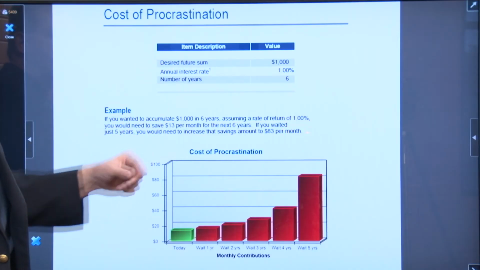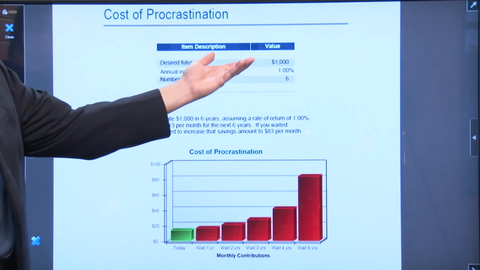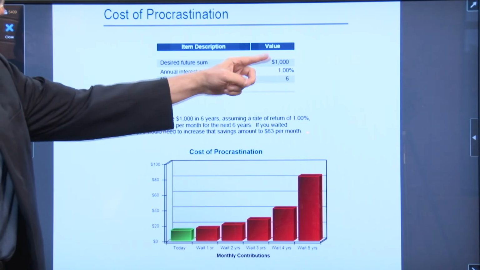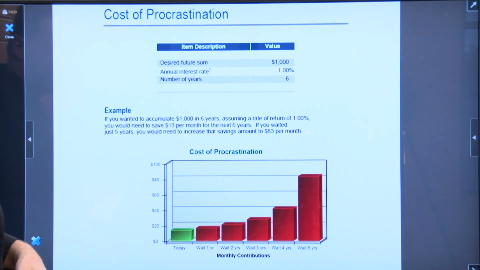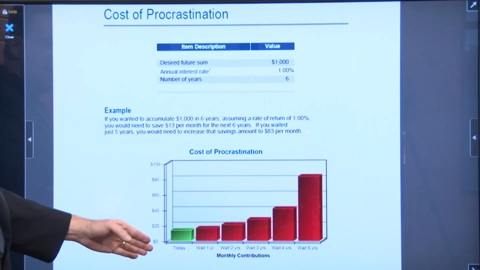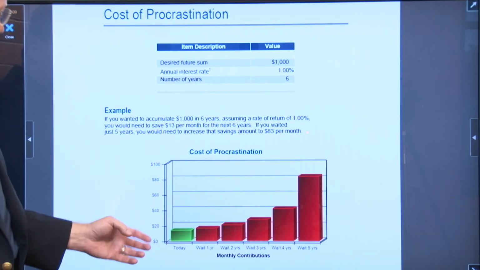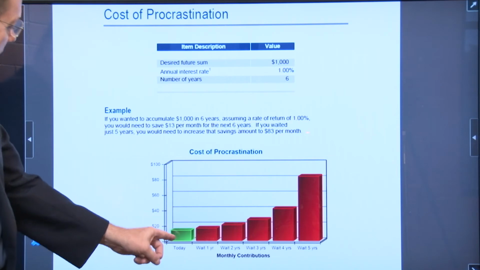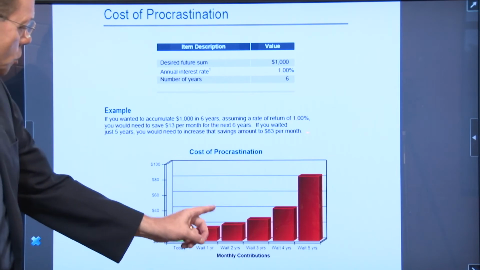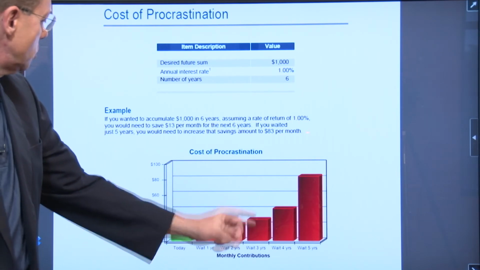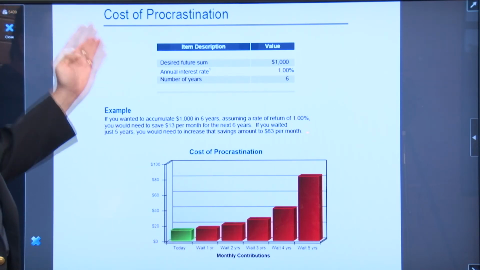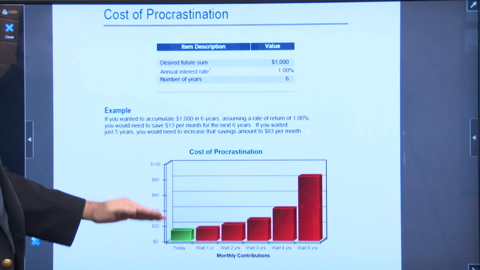Here's the item description. Desired future value, I want $1,000 with the annual interest at 1% and a number of years at 6. Now look, this is today. I'm just trying to save money. Look at how much it costs me every time I delay, from today to waiting 1 year, 2 years, 3 years, 4 years, 5 years. Whatever I invest today in my desired future sum of $1,000, I'm going to have to increase that.